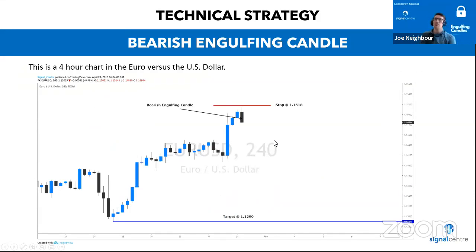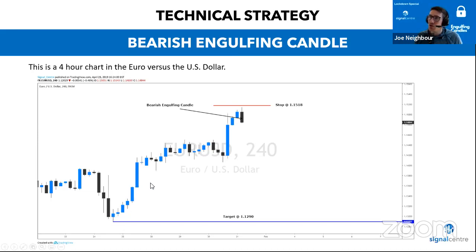So let's take a look at the bearish engulfing. This is a 4-hour chart of euro dollar, again back in simpler times, back in January 2019. And as we can see, we've got this formation of an engulfing candle here. So let's just talk through that.